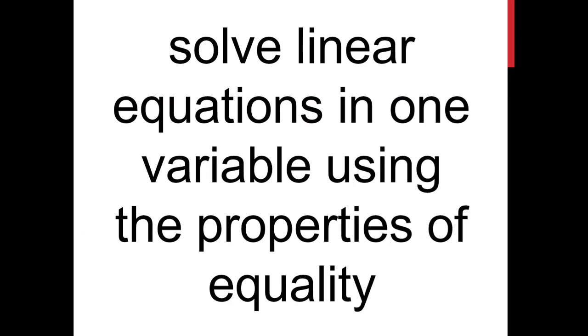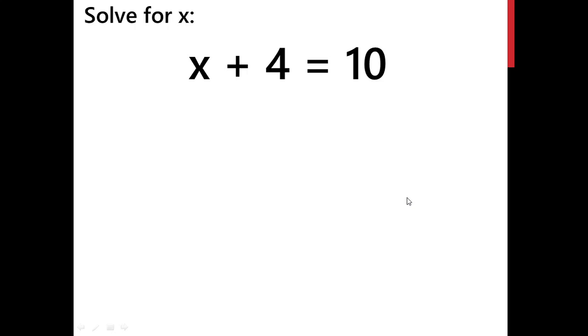Our lesson for today is about solving linear equations in one variable using the properties of equality. Now I have here a linear equation, x plus 4 equals 10. It is a linear equation because the highest degree of the exponent is 1. You know that the variable x here has an imaginary exponent of 1 here, right?